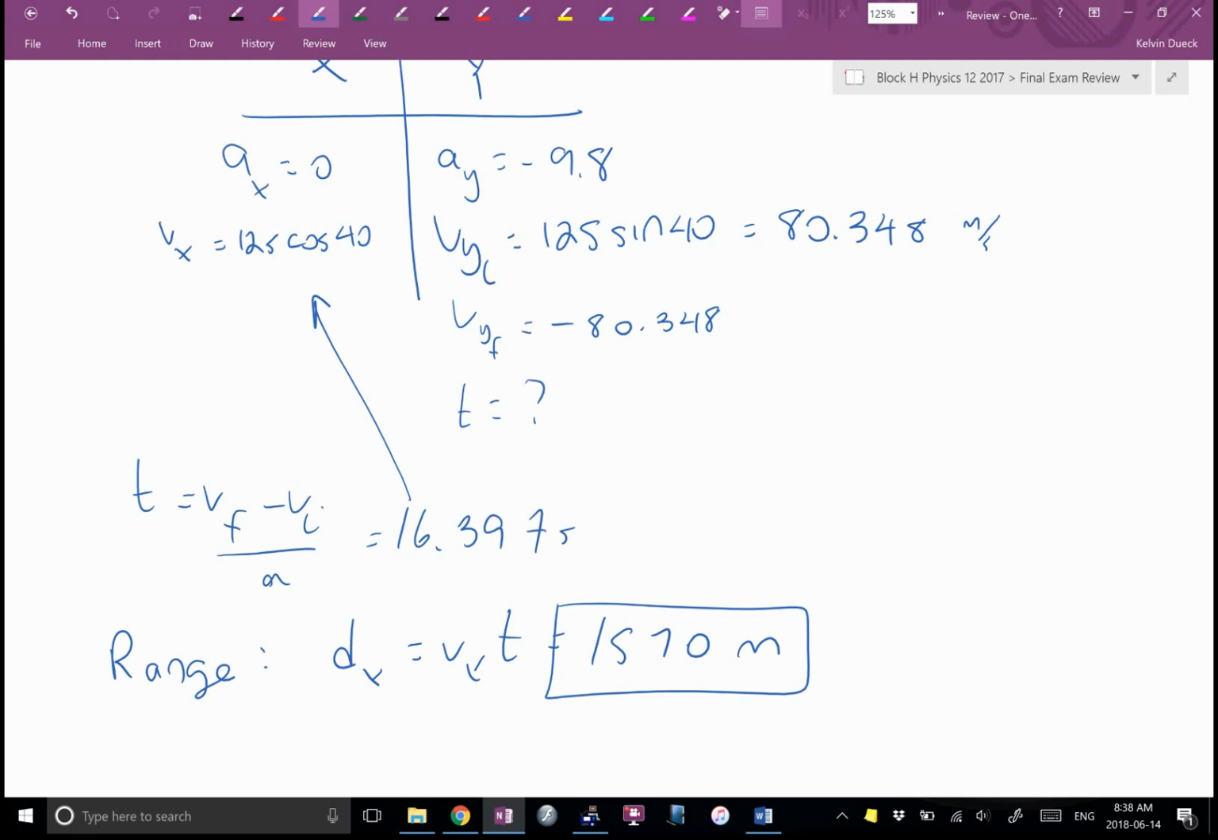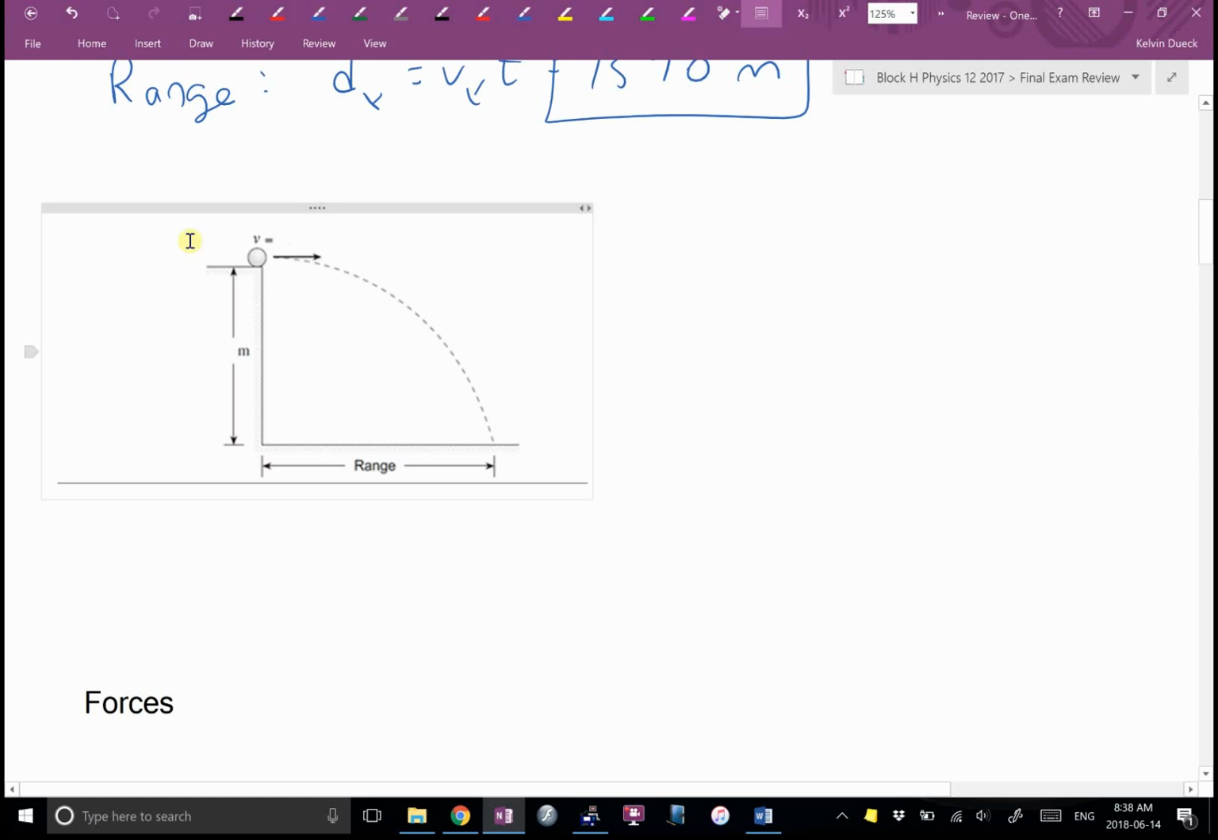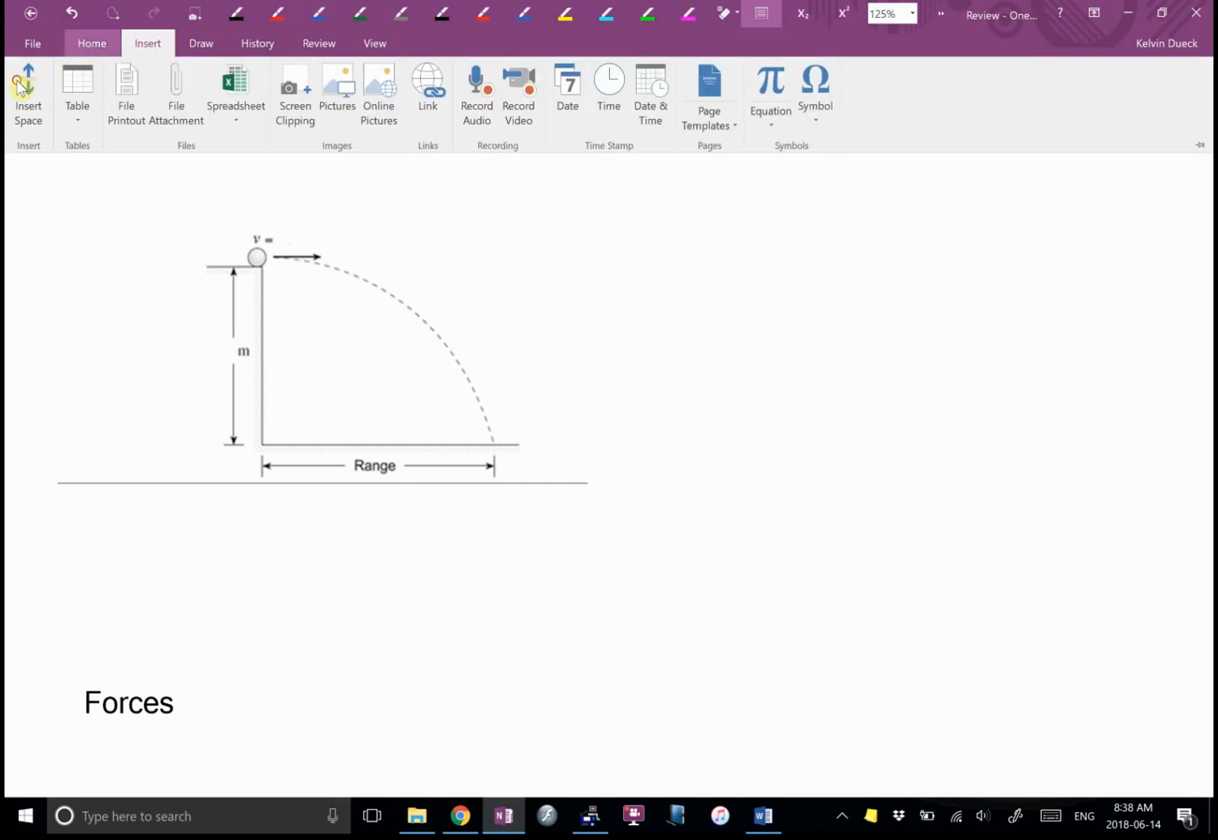Nasty would be asking you to find the velocity along the way. I don't believe I did that on this. I assessed you on that in your unit test, but not on the final. We could also do horizontally from a cliff.